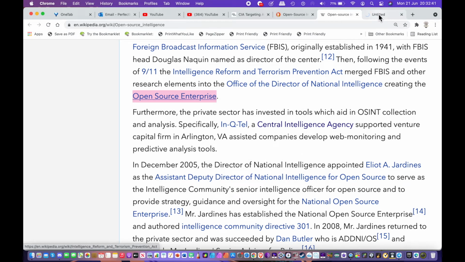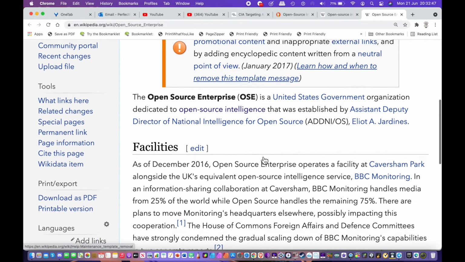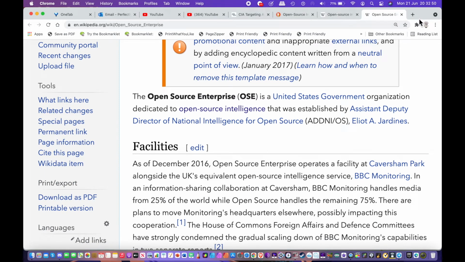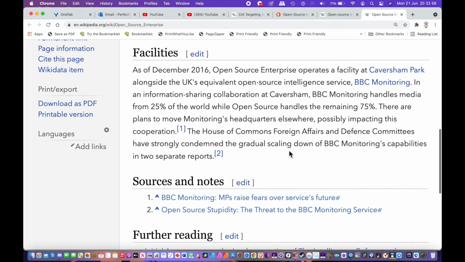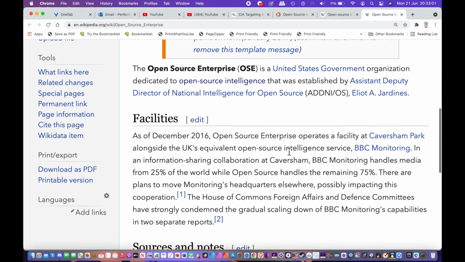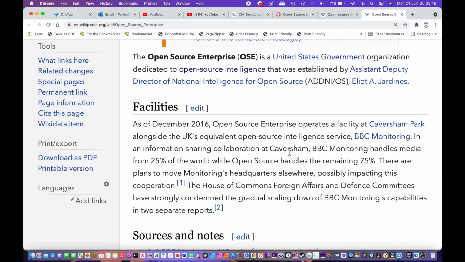So, if you were a targeting analyst, you would be able to go into the NTIS, you would be able to go into the Open Source Center, be able to go into the facility. Open Source Enterprise operates a facility at Caversham Park alongside the UK's equivalent open source intelligence service, BBC Monitoring.